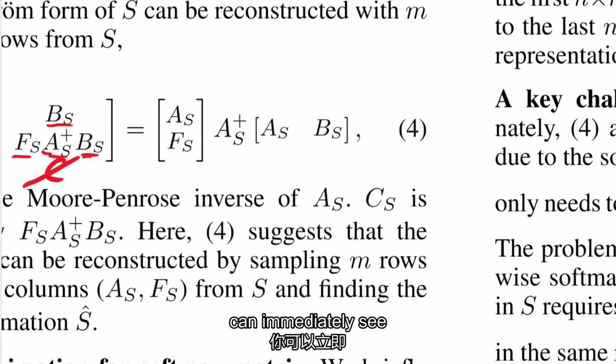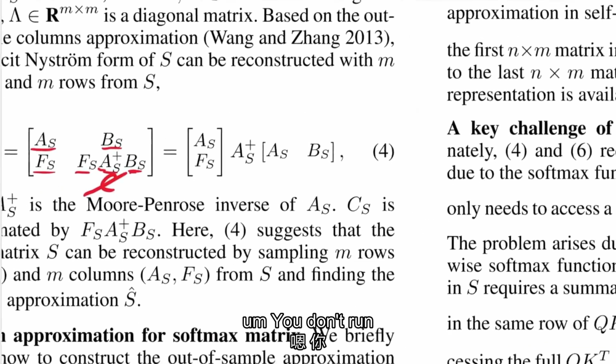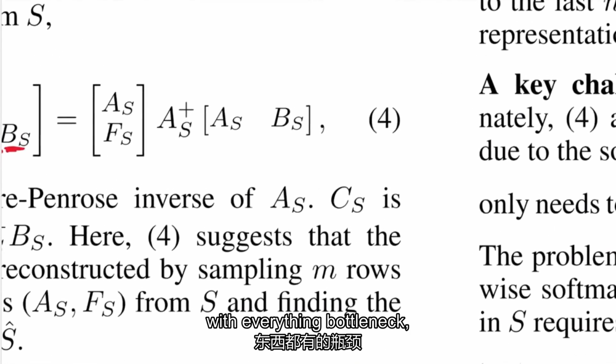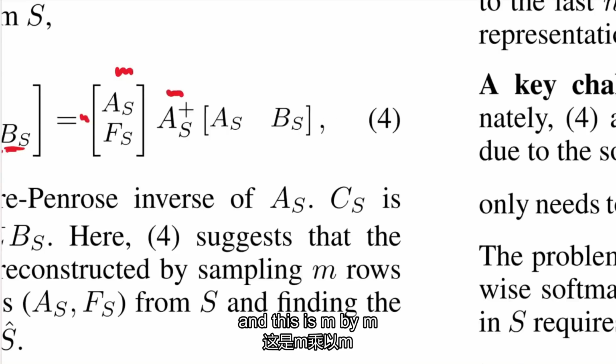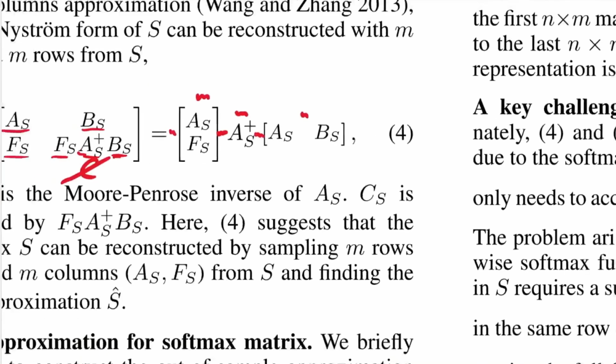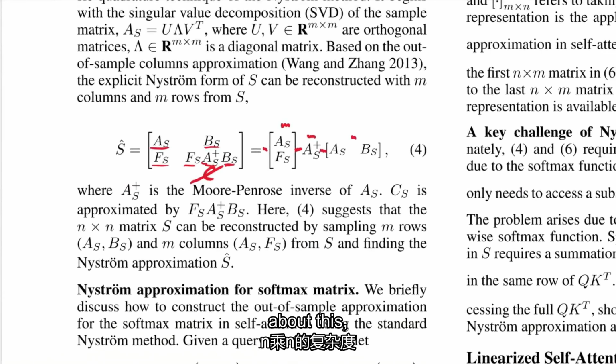You can immediately see that you don't run into this everything-with-everything bottleneck, because this right now is n by m, and m is the size of A, and this is m by m, and this here is m by n. So unless you actually construct the full matrix, you don't need to worry about this n by n complexity, because you can just calculate with the smaller matrices.